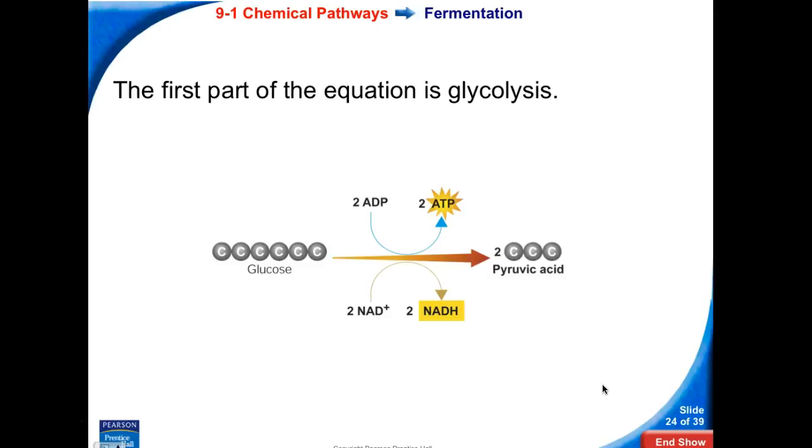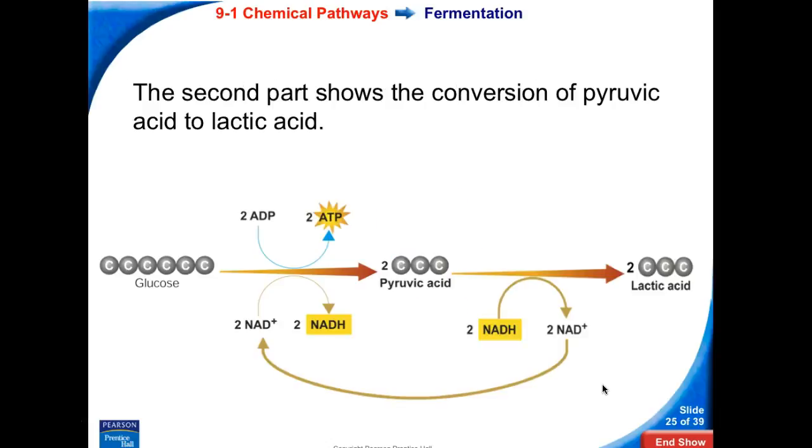The first part of the equation is glycolysis. In lactic acid fermentation, pyruvic acid gets converted to lactic acid. So each pyruvate gets converted to a lactic acid molecule. You have two NADH molecules that were produced here that are going to come in here to help allow that conversion to take place. In doing so, you regenerate two NAD+ molecules. As long as you regenerate two NAD+ molecules, these molecules can come back into glycolysis to pick up electrons to form NADH. And ultimately, this allows you to continue to form ATP.